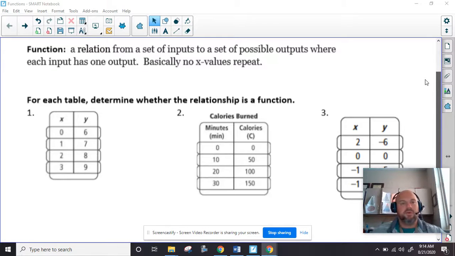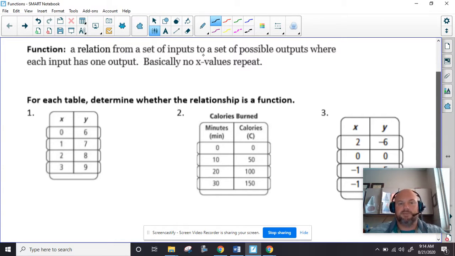So we're moving on to functions. All right. Now, remember, a function is a relation from a set of inputs to possible outputs. This is basically the definition. These inputs and outputs could be X's or Y's, could be an input-output table, could be some type of mapping. All right. So this is what you need to know.